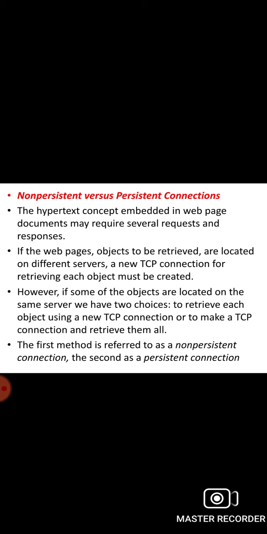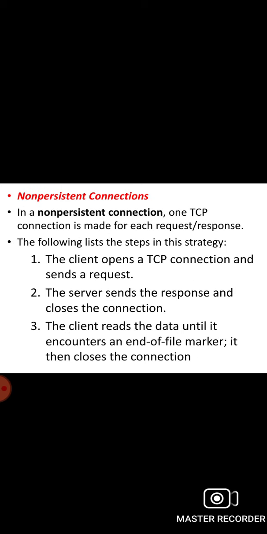Now let's see the difference between non-persistent versus persistent connections. The hypertext concept embedded in web page documents may require several requests and responses. If the web page's objects to be retrieved are located on different servers, then new TCP connections for retrieving each object must be created. However, if some of the objects are located on the same server, we have two choices. One is we can retrieve each object using a new TCP connection, or we can make one TCP connection and retrieve them all. So the first method is called a non-persistent connection, and the second method is called a persistent connection.